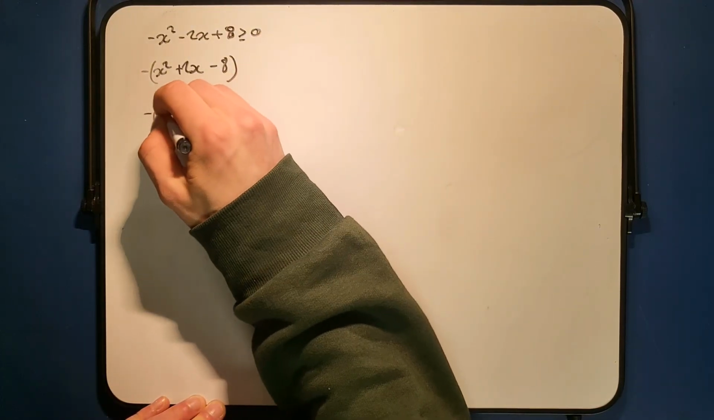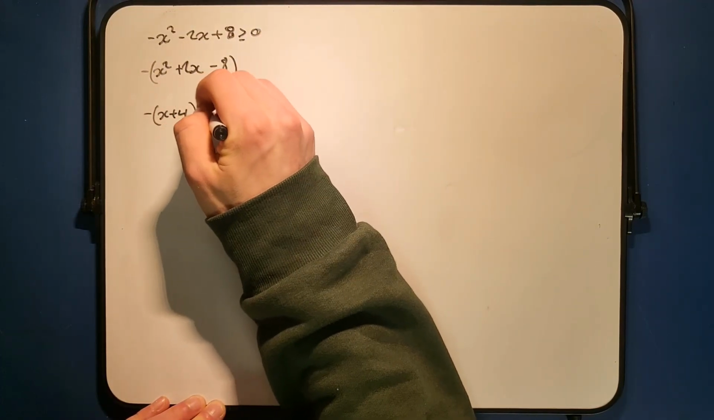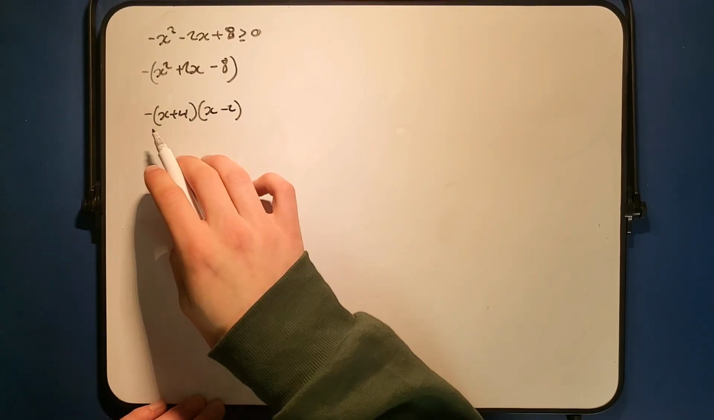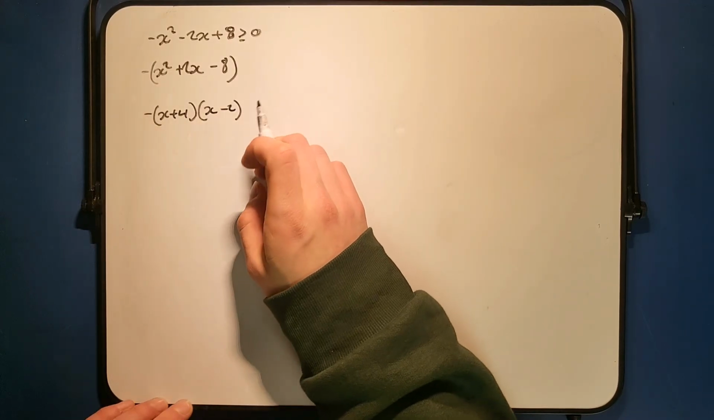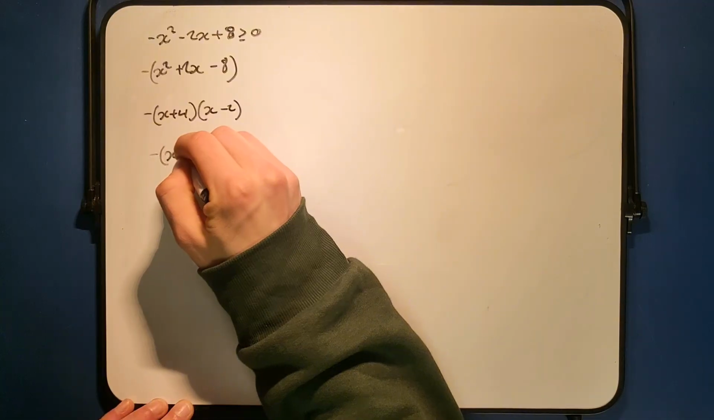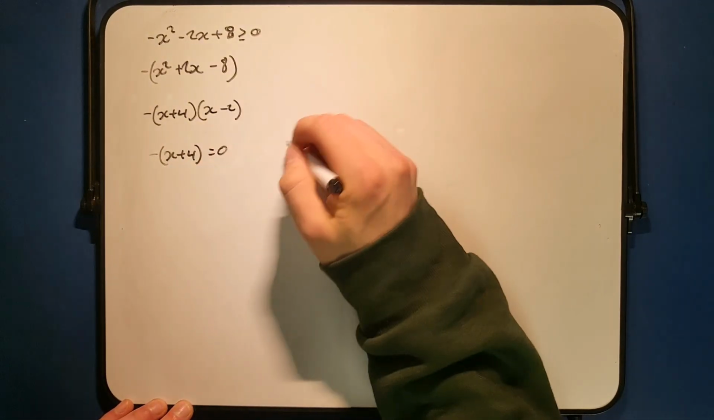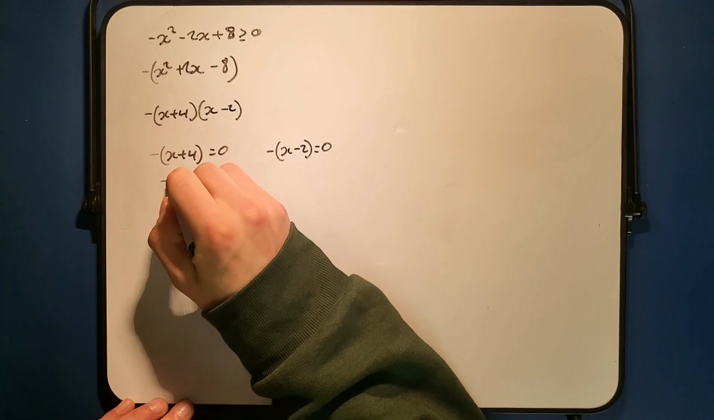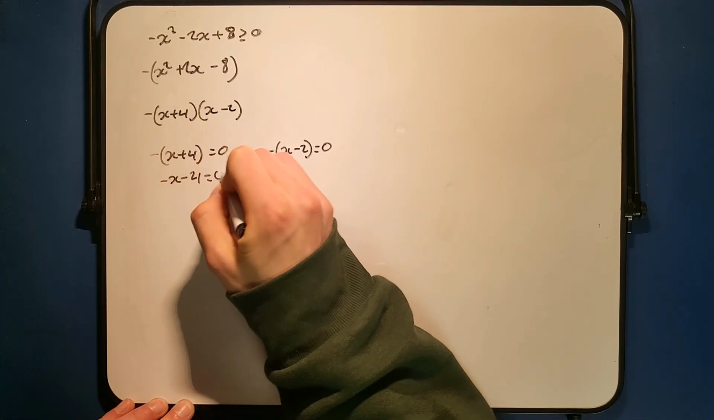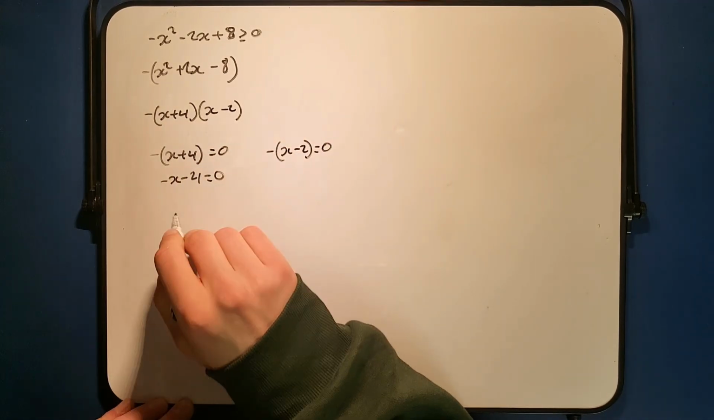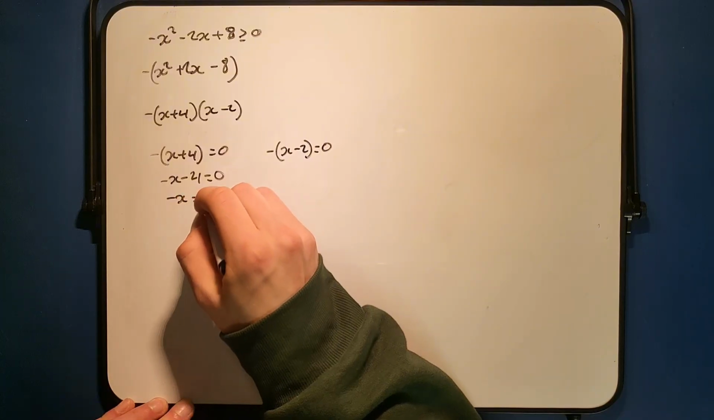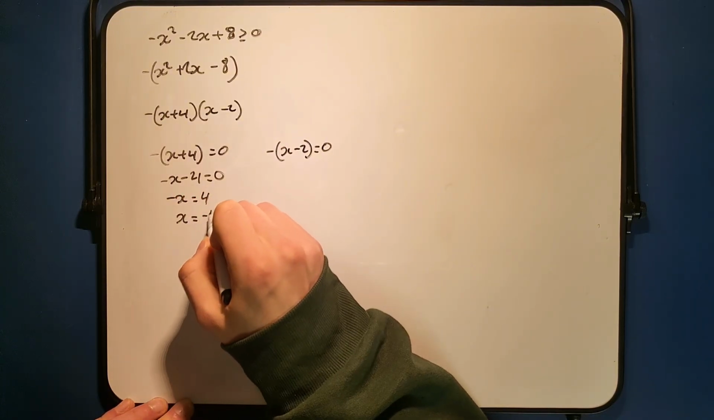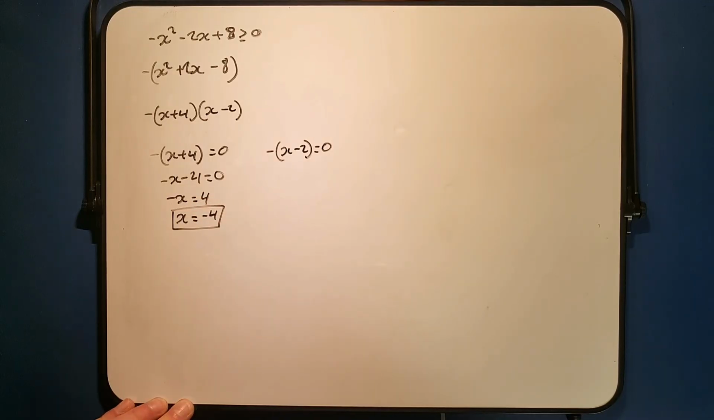So I'm going to factorize this inner quadratic and just ignore the negative sign for now. So I'm going to get x plus 4 and x minus 2, okay? Now I'm going to solve this factorized form of the quadratic. So I'm going to get negative x plus 4 is equal to 0 and negative x minus 2 is equal to 0. So I will get negative x negative 4 is equal to 0. I just expand the bracket. Then I'm going to get negative x is equal to 4 and divide by -1, which would be x is equal to -4. That's one solution to our quadratic.